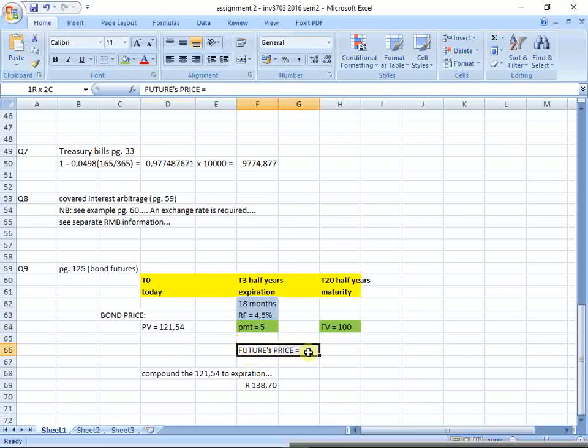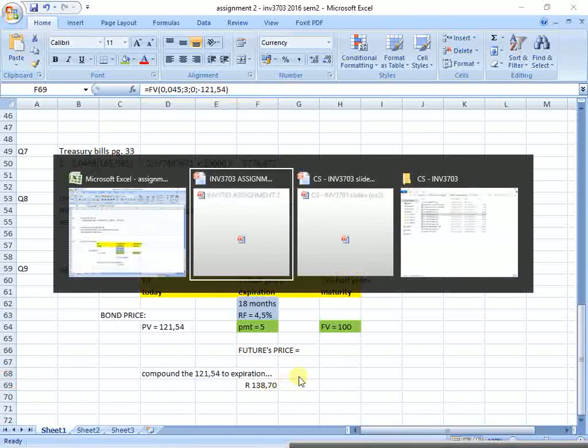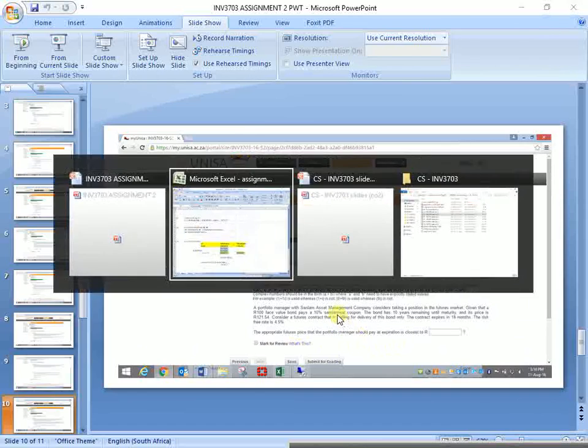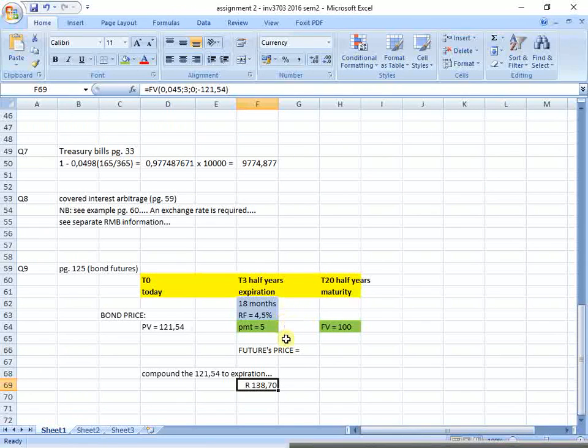So you have to work out the futures price. I need to take this amount and compound it forward. Remember, to work out a future, it's based on what something is worth today. So if I take this amount and compound it, you can do that on your calculator. This is at expiration. So where is expiration? T is 18 months, yes. And then you should get the 138.70.